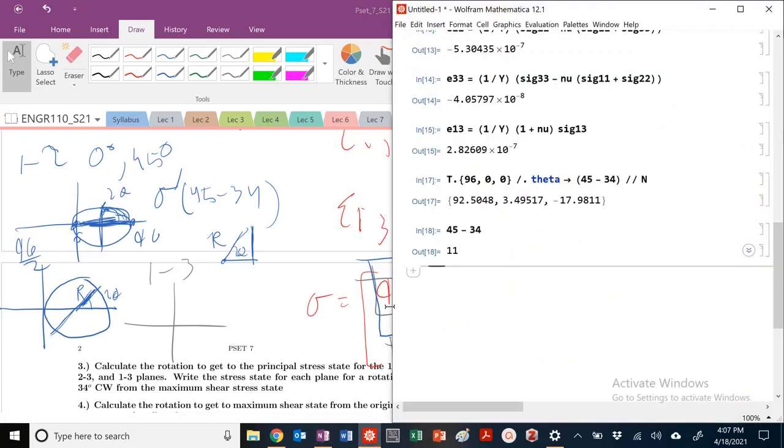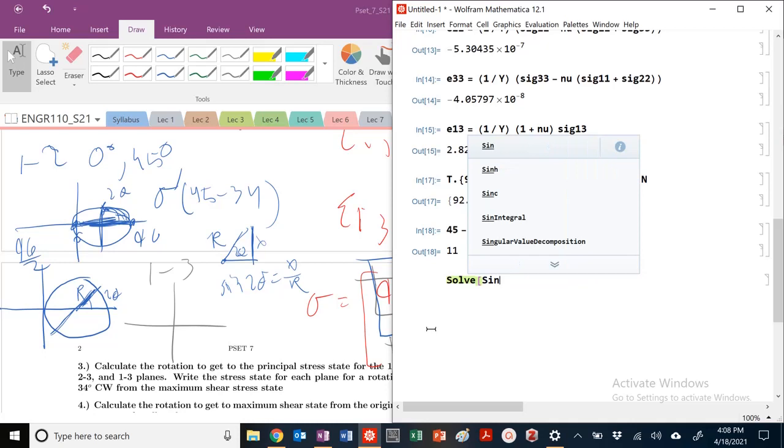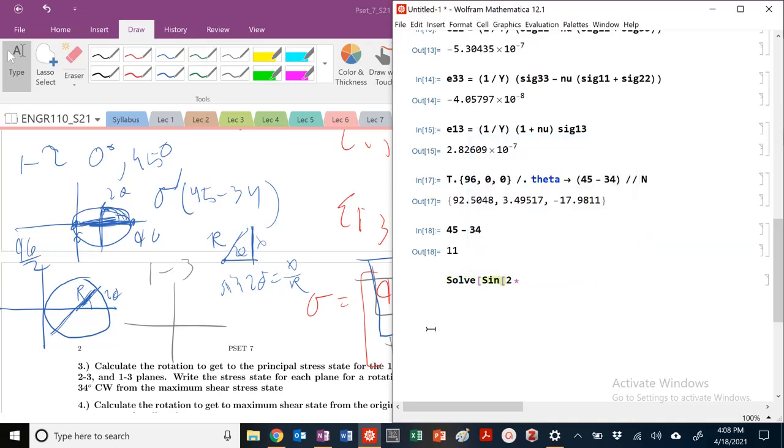So all right, we know that the 2 theta is twice this. I know that sine 2 theta equals x over r, opposite over hypotenuse. So I need to solve sine of 2 times 11 degrees equals x divided by my radius, which is going to be 96 divided by 2. Solve for x. Solve for that numerically. And so my x value is going to be 17.981. So you see, it's the exact same value.